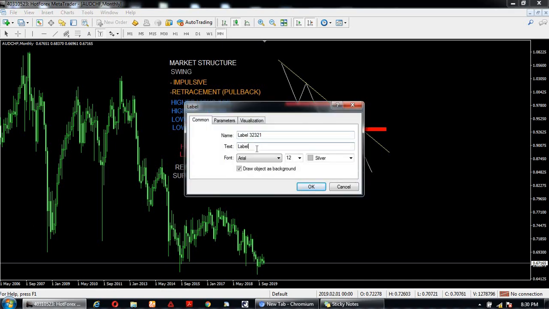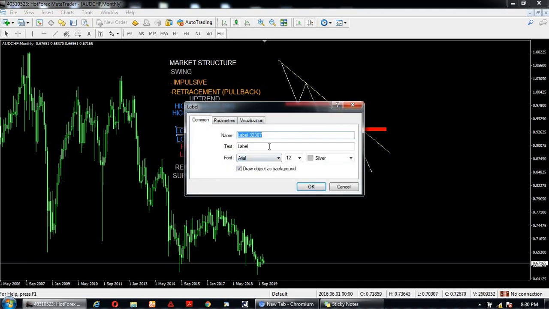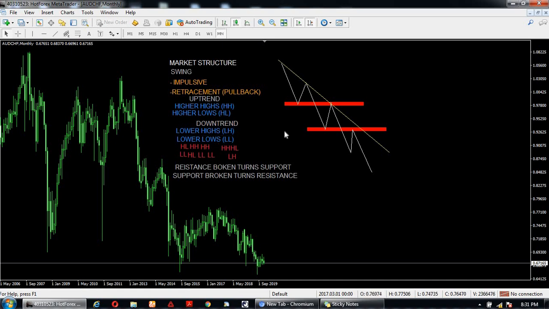We will be talking about the uptrend as well as the downtrend. For the uptrend, the market will keep making series of higher highs and higher lows. And for the downtrend, the market will keep making series of lower highs and lower lows. That is what characterizes the structure of the market. So this is a downtrend.